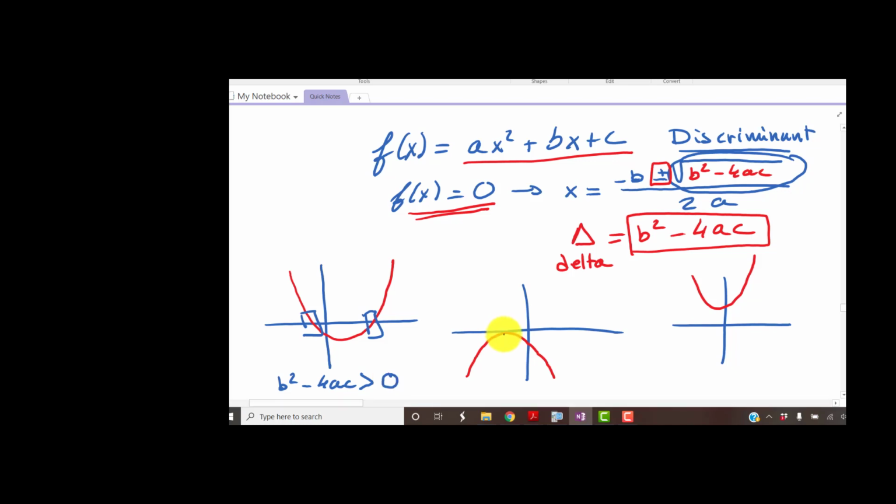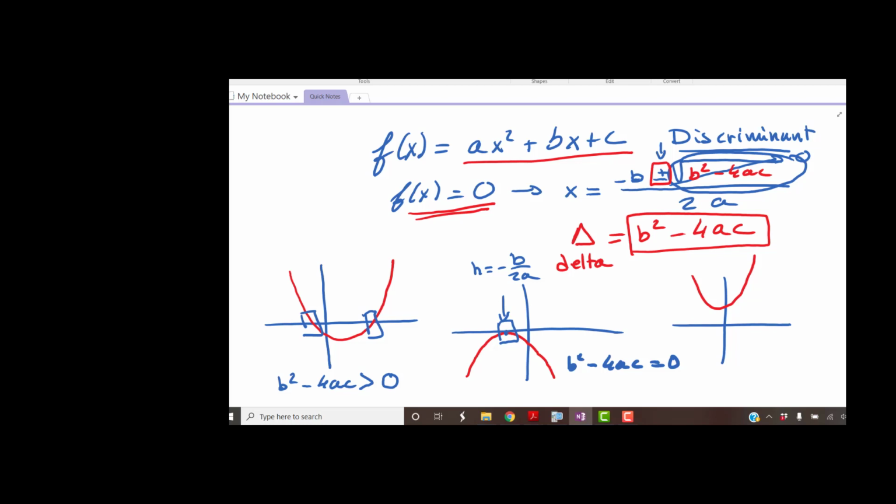What does it mean in the second case that the parabola only has one x-intercept? So in this case, I don't have two different signs, plus or minus, to give me two different solutions. I only have one. Which one is it? Well, actually, we know what it is. This is the x coordinate of the vertex. So this is h equals -b over 2a. So that means the discriminant is equal to 0. So in this case, we have b squared minus 4ac equal to 0.